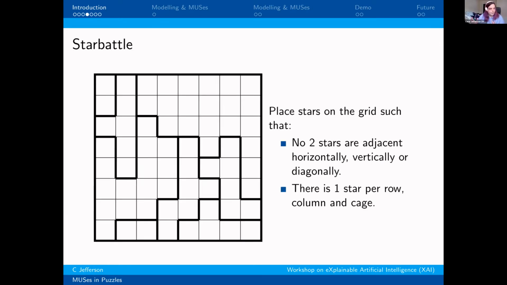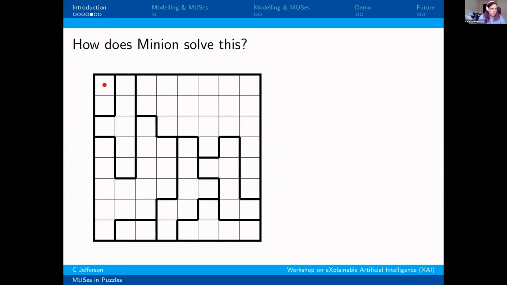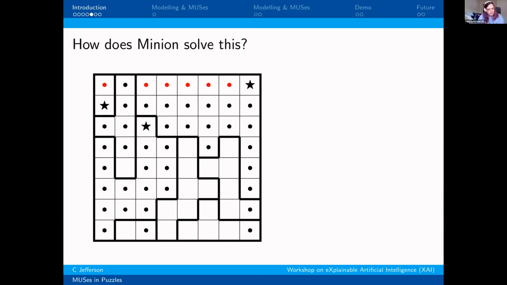So how would Minion solve a puzzle? This is a puzzle called Star Battle. The rules are, we're going to put stars on this grid. There must be a star in every row, a star in every column, a star in every cage, which are the dark outlined boxes, and stars cannot be adjacent horizontally, vertically, or diagonally. What Minion would do is look at this and say, right, I'm going to guess the top left is not a star. It would then deduce that just below that there has to be a star, because there's only one place left in that box to have a star. Then it would go, I'm going to guess this isn't a star, and this, and this, and this, and this. And now I've guessed this isn't a star, so this thing at the end has to be a star.